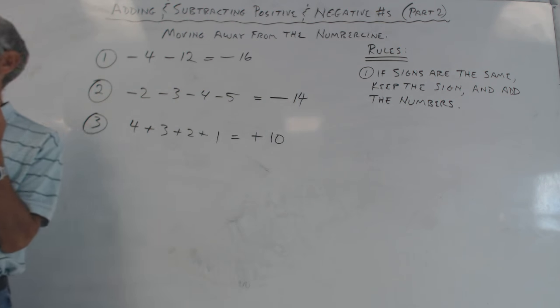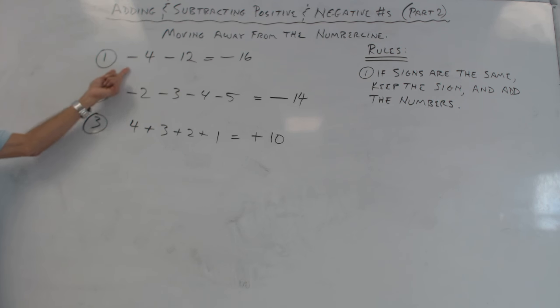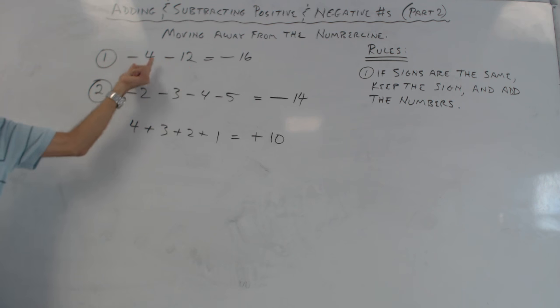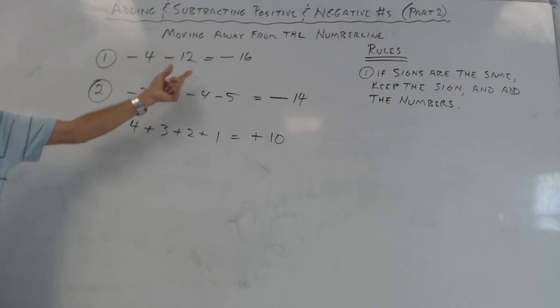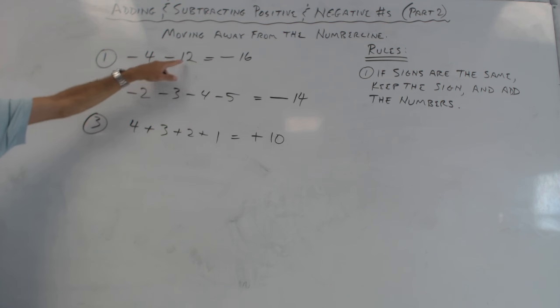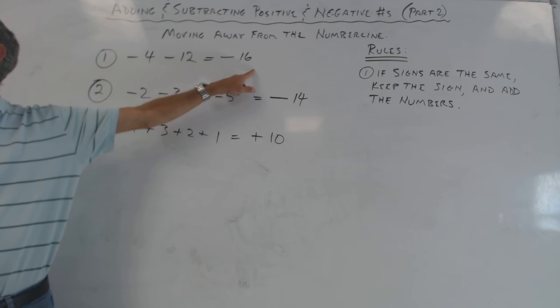If the signs are the same, you keep the sign, and you just add the numbers. Does that make sense? Let's see how that works out here. They're all negative, right? The signs are the same. This is a -4, this is a -12. So I'm going to keep the sign. I know it's going to be negative, and I'm just going to add 4 plus 12. 4 plus 12 is 16, so it's -16, right?